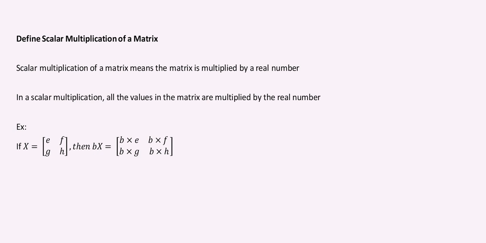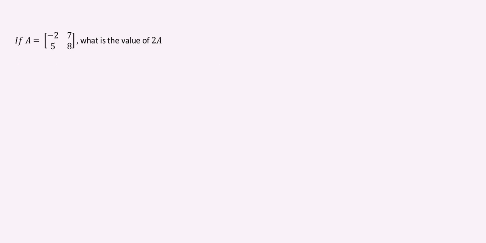For example, if we have this matrix X, E, F, G, H, a 2 by 2 matrix, and we have Bx, what we mean by that is we're going to multiply each of the values of this matrix by whatever the value of B is. B is going to be a real number. Now let's look at this example. We have A equal to this matrix.